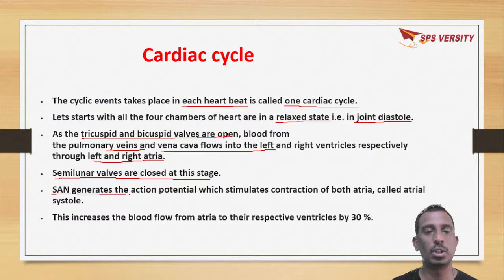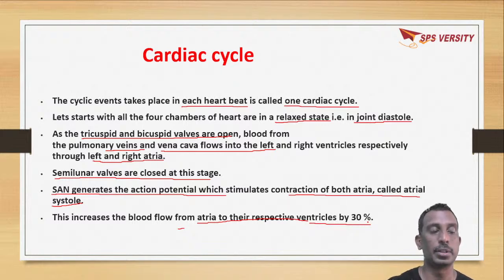The SA node, sino-auricular node, which is called the pacemaker, will generate an action potential. Due to this action potential, it leads to contraction of both atria, which is called atrial systole. Due to this, the blood flow from atria to ventricles will increase by 30%. The more blood will be pumped to the ventricles by 30%.